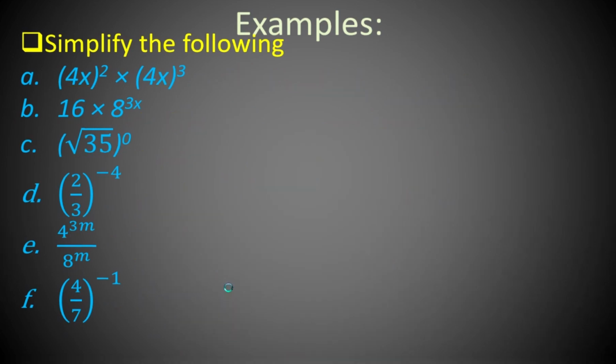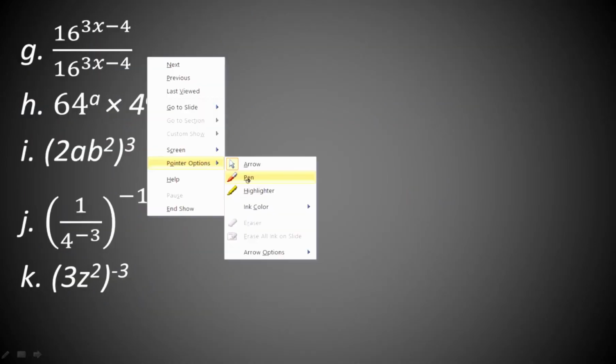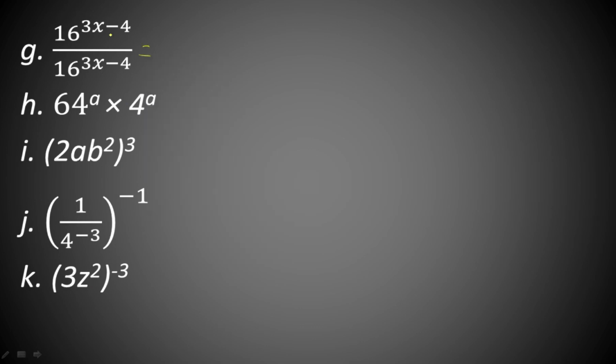For part g: 16 to the power of 3x minus 4 over 16 to the power of 3x minus 4. Now we have the same value of exponents, which means the same base with the same exponent, like a to the power of m over a to the power of m type. So this is equivalent to 1.